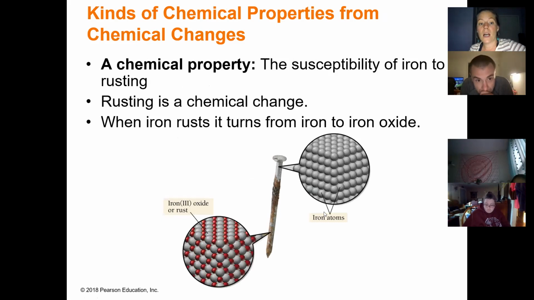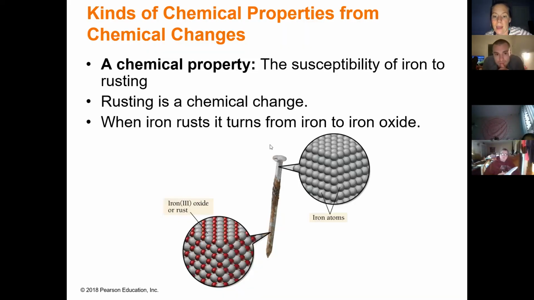So looking at this here, we've got our nail, and up at the top, we have the part that's not rusted. It's just a bunch of iron atoms lined up. Now, in general, most things don't like to exist in elemental form, so they will kind of react. So this thing will start to pull oxygens out of the air and form this iron 3 oxide. Here we had just iron. Here, I've got iron with oxygen. It's a new material. It's a new compound.